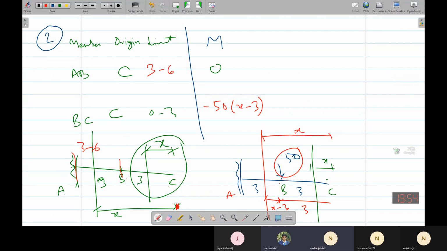In the AB section, the moment should be minus 50 multiplied by... Oh, sorry, the 0, I think. I'm thinking BC is upward and AB is downward. Actually, okay, I'm solving from the right portion now, so I'm writing the equation first for BC. BC would be 0, and this would be minus 50 into x minus 3. Thank you. All right.